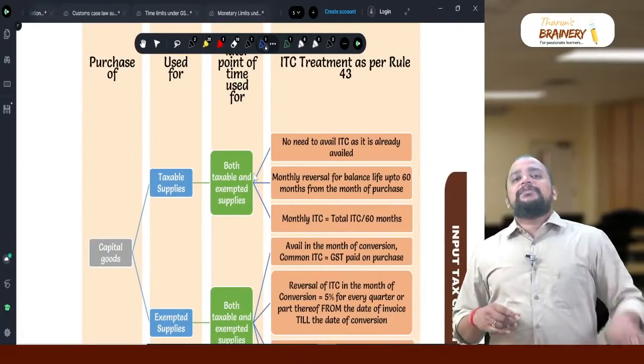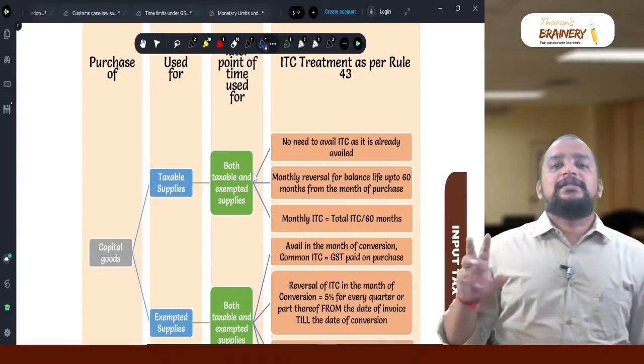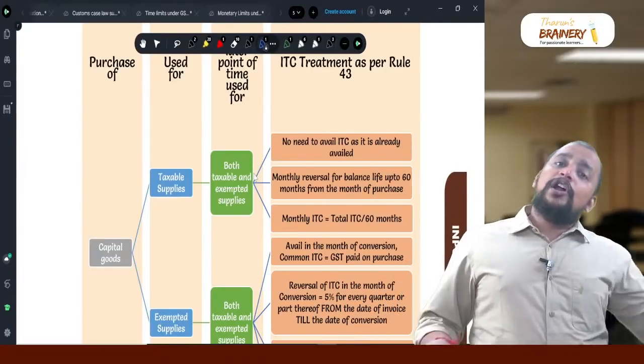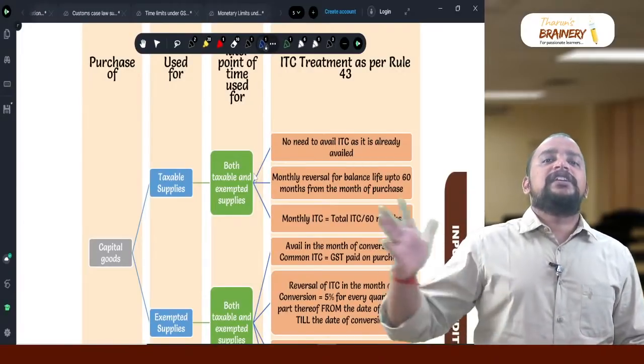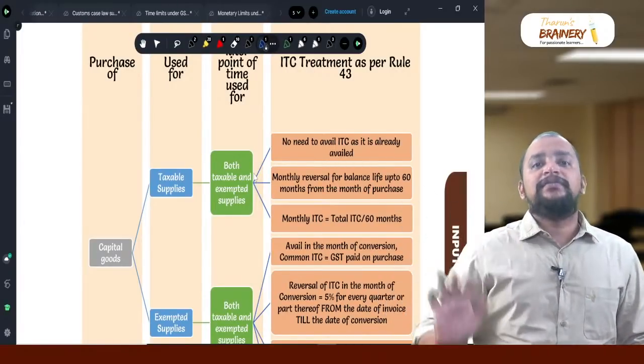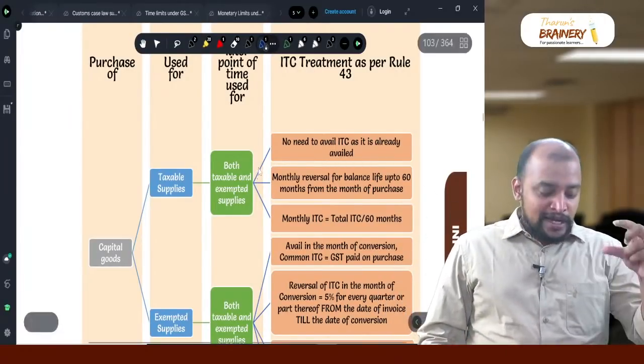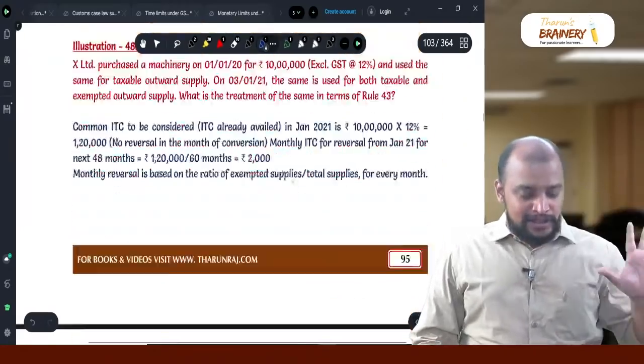Initially used for taxable and thereafter used for both taxable and exempted, so what we need to do? Now already we would have taken the credit, so don't take the credit again, just treat it like a common credit and do the reversal for the balance life. The minus 5% we are not required to do, that was the old provision. So this is also not yet tested, so this can be asked.